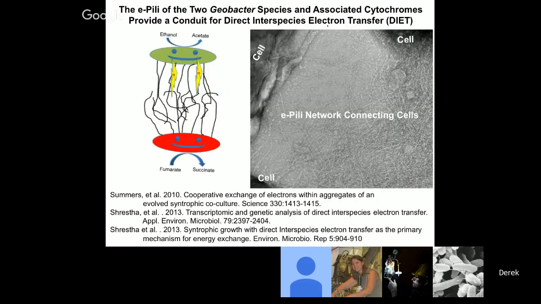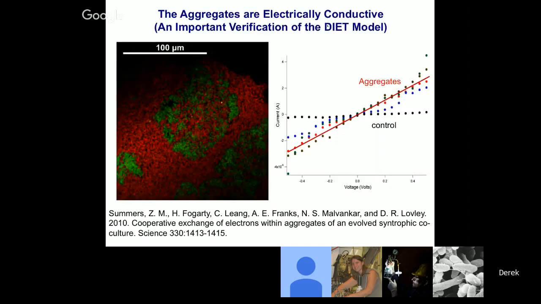So finally, back to DIET. That was a long diversion on pili, but I think it was important to explain that, because it is this network of pili connecting the cells that's really important for direct interspecies electron transfer in this defined co-culture. And you can look at the references here that show there's extensive evidence for this. Another important aspect of DIET in that defined co-culture is that we could measure the electrical conductivity of the whole aggregate, and it was more than sufficient to account for the rates of metabolism we see.